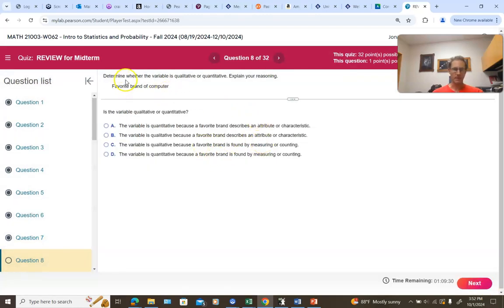And number 8, same thing, determine whether the variable is qualitative or quantitative, and explain your reasoning. Favorite brand of computer. Well, guys, this one is qualitative, okay, because this is the most basic type of data. You couldn't really do much with it. Certainly no mathematical operations. So let's see here. Qualitative, because it describes an attribute or a characteristic.